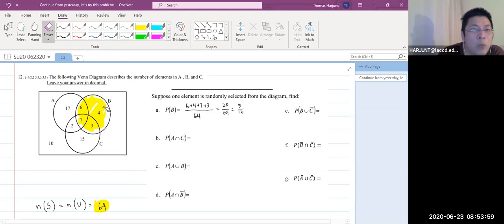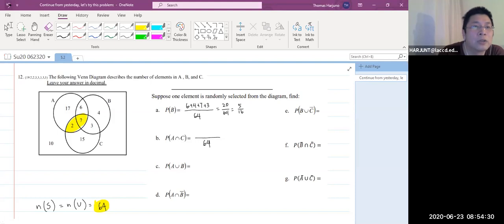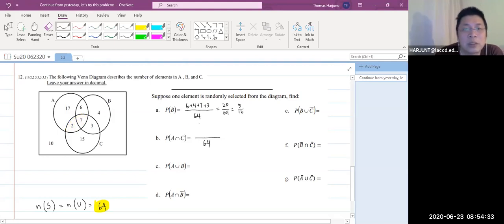So write it in a way that during the weekend, especially when you study for your test, you know how you get that 20 from. Okay. Now, part B, what is the probability we get somebody from A and C at the same time? Because we select from the whole Venn diagram, that will be over 64. And the intersection of A and C has to be this here, right? Okay, so that will be 2 plus 7. That's 9 over 64. That's easy.